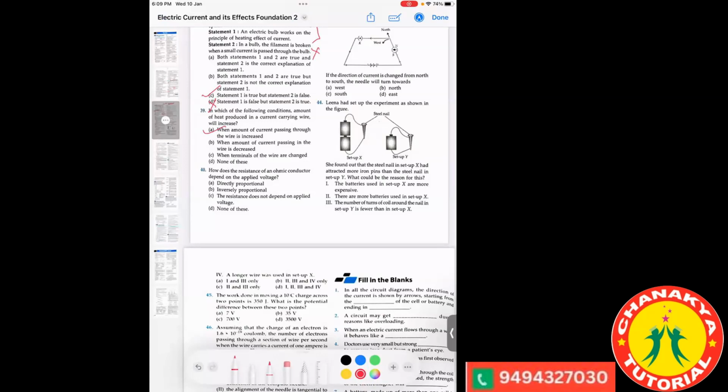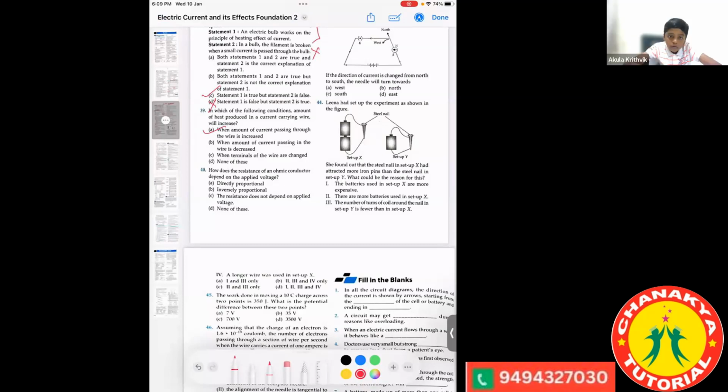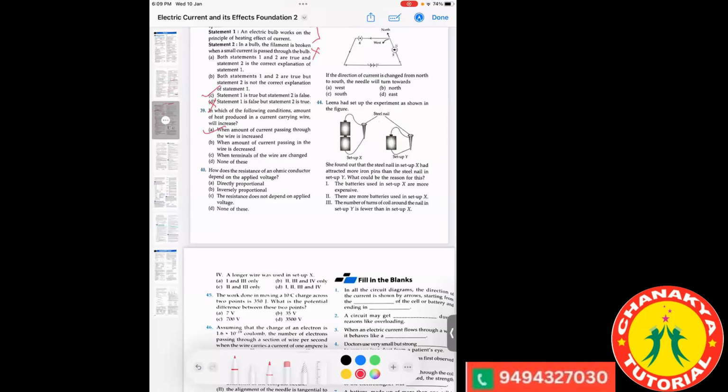Prithvik, question number 40. How does the resistance of an ohmic conductor depend on the applied voltage? Ma'am, it's A. No. Actually, the statement in the question is incomplete. Either they should have said mark the incorrect statement, or we can mark it that way. In that case, the resistance does not depend on the applied voltage.